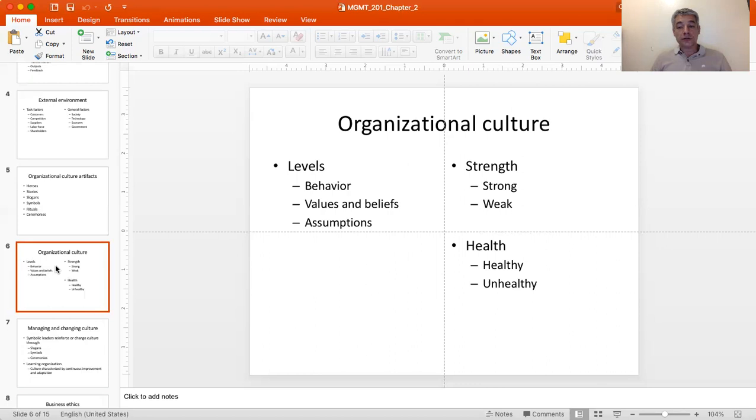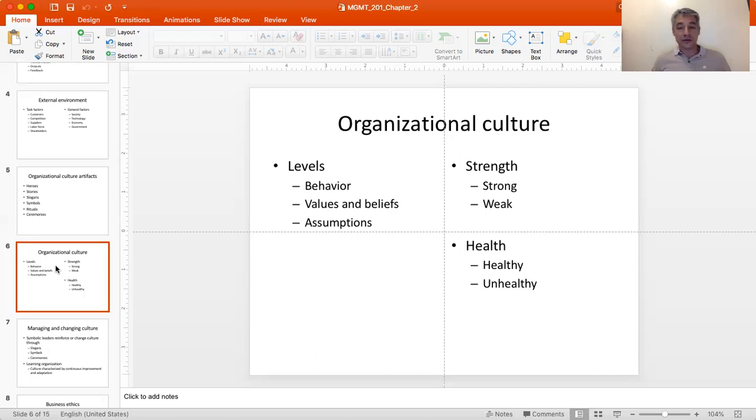Organizational cultures could be different in terms of strength and health. You can have strong cultures or weak cultures. In some companies, you really have everyone identify with their values. And it's definitely, in most cases, preferable to having a company with a weak culture, where people are just a collection of individuals who go there to get their paycheck and nothing else.